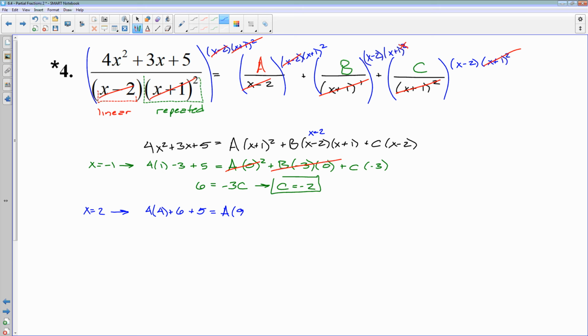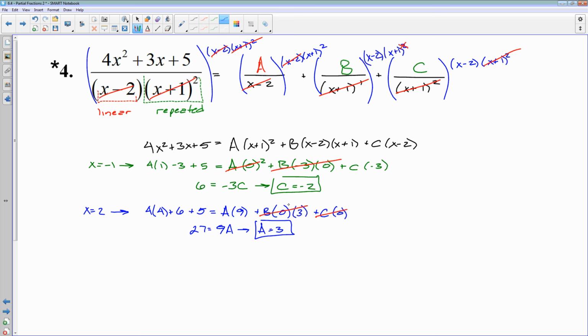3 squared is 9. Plus b times 2 minus 2 is 0, which means it really doesn't matter for this next one. 2 plus 1 is 3, but that doesn't matter because I'm already multiplying by 0. And then c, I am being multiplied, let's see, 2 minus 2 is 0. All right, so look here, my b's cancel and my c cancels, leaving me with 16. 4 times 4 plus 6 would be 22, plus 5 is 27, equals 9a. And that gives me an a value of 3. So now I know that a is 3.